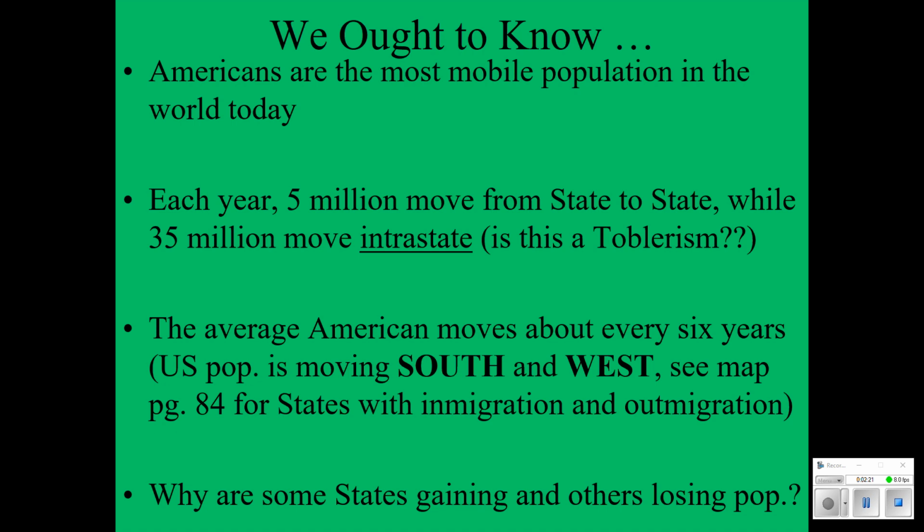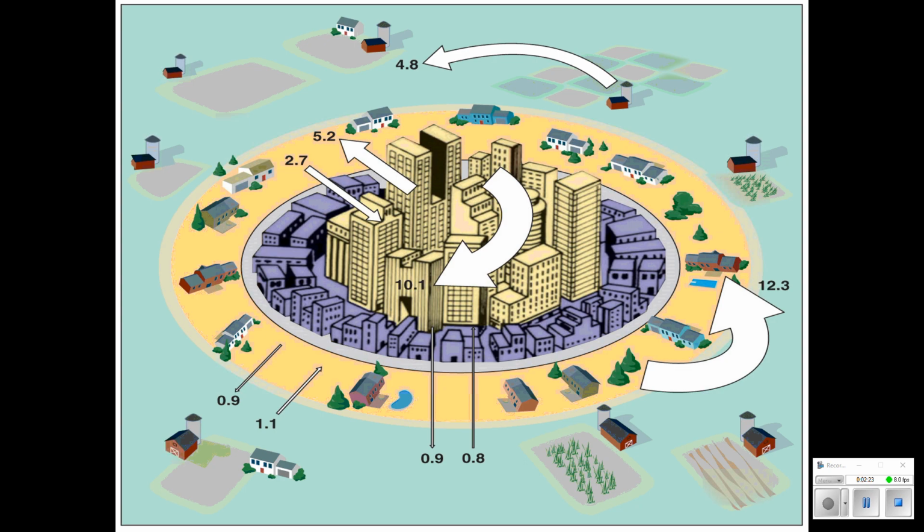So if you think about why some states are gaining population and why other states are losing population, again, think about those economic, social, cultural, political, and environmental factors. This schematic diagram basically shows you the idea that most Americans like the kind of place that they live. So even if they move to a different location, they tend to stay in the same type of area. So if they live in a suburb, they generally move to another suburb. If they live in an urban area, they move to another big city. If they live in a rural area, they move to another place out in the country.